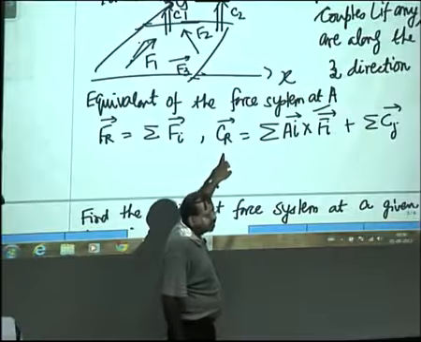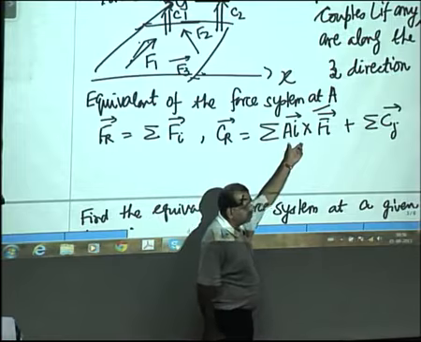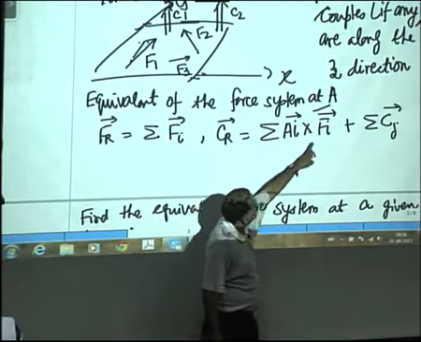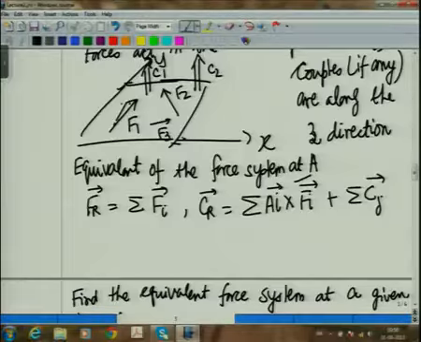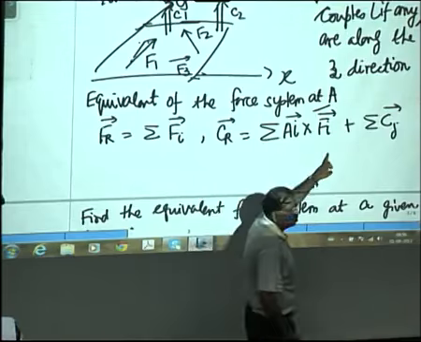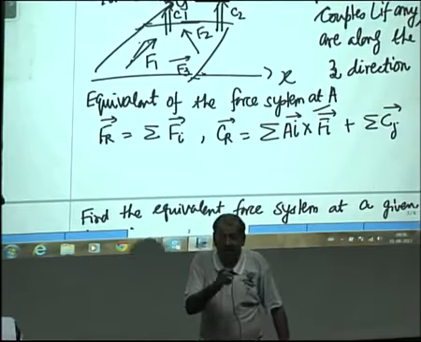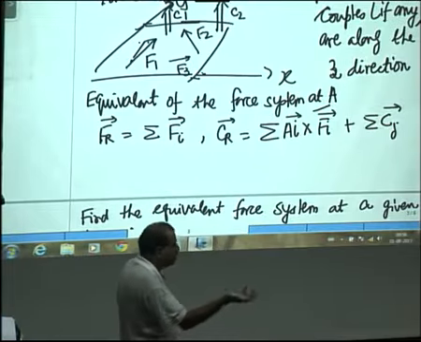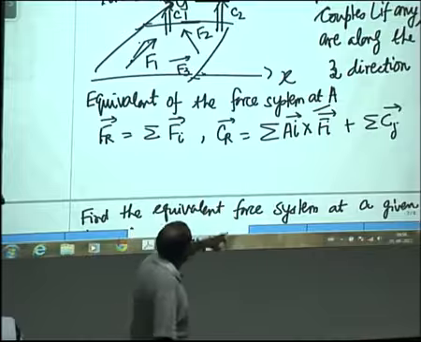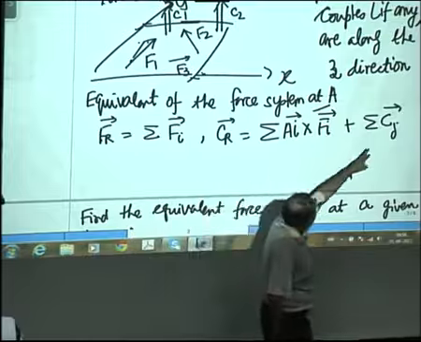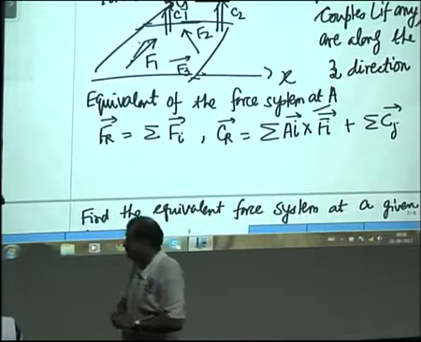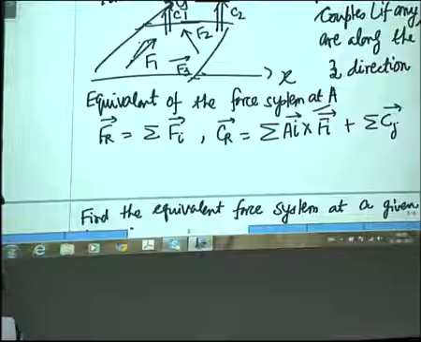Similarly, when you look at the couple resultant, Ai is in the XY plane, so its component will be I and J. The force is also in the XY plane, so its component will be I and J. So when you take a cross product of these two, what will you get? Only K. I cross I will give you 0, I cross J will give you K, J cross I will give you minus K, J cross J will give you 0. So this will be in the K direction, and that is why we have insisted that all the couples which are acting also have to be along K.